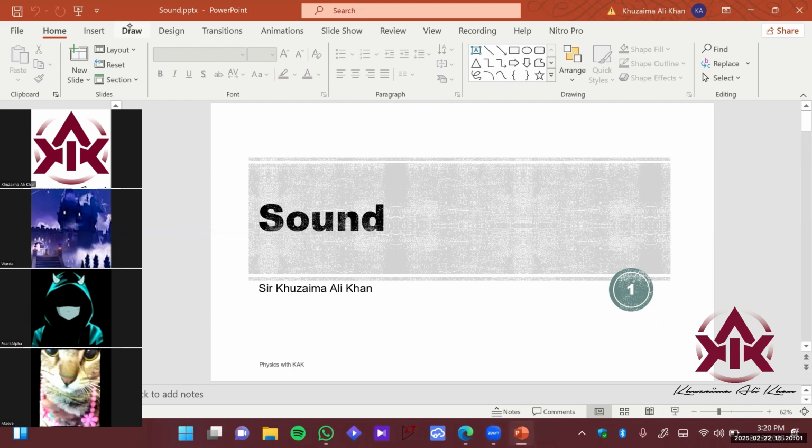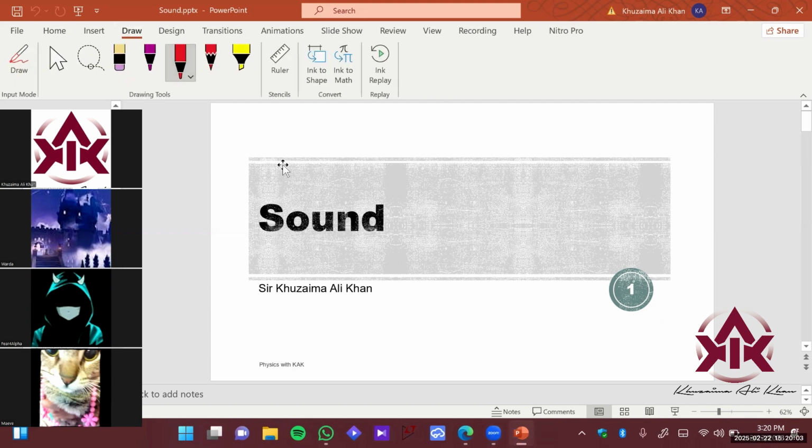Okay, so what we will learn in this chapter is as follows. If you recall, the first initial chapter of waves, in which we learned about the properties. Sound is basically a type of wave which is longitudinal, right? It is also a progressive wave since it transfers energy from one point to another point. We have learned this also.